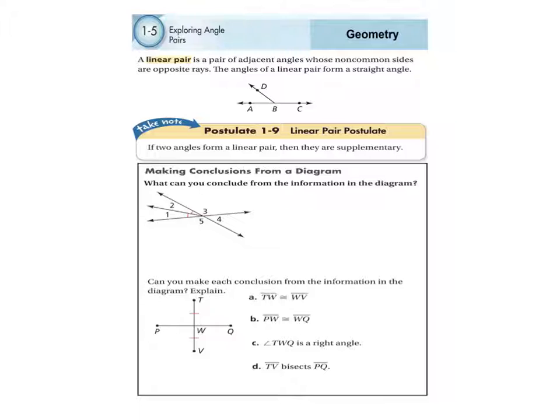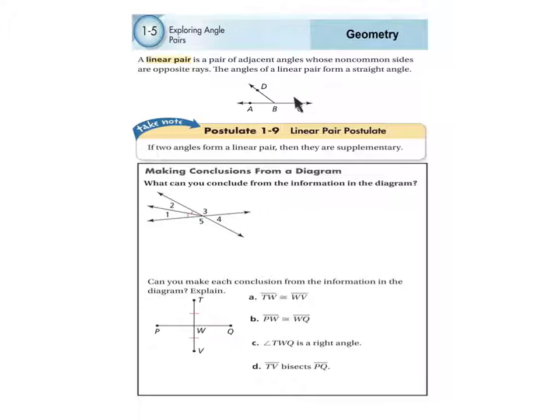All right, now with that being said, let's take a look at some examples using those things. But before I do that, there's one angle pair we didn't talk about, and that was a linear pair. We talked about this in your vocabulary. Again, if you remember, a linear pair is a pair of adjacent angles whose non-common sides are opposite rays. The angles of a linear pair form a straight angle.